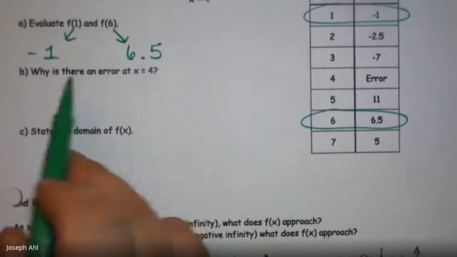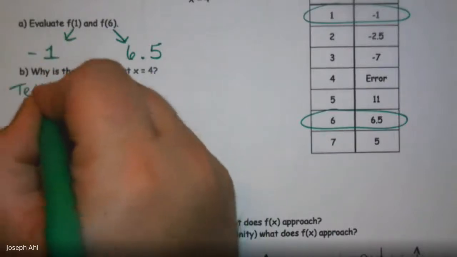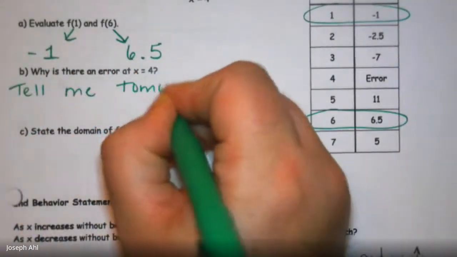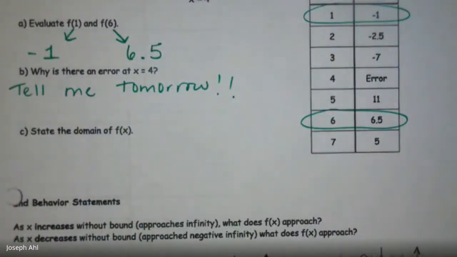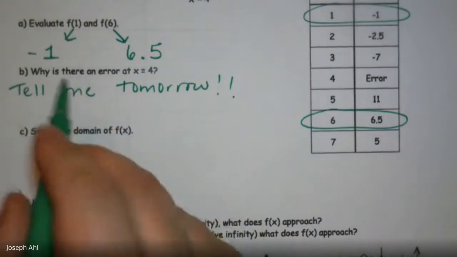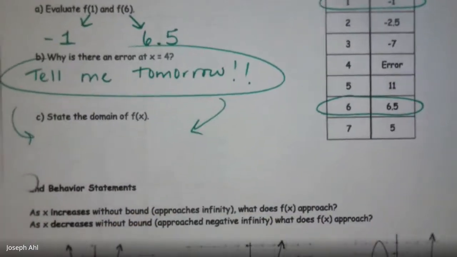And the question becomes, why is there an error at x equals 4? Tell me tomorrow in class. I want you to think about that, because that's actually a really important part of identifying domains. And here, 4 is not in the domain of this function. There's an error on the table. Okay. And then state the domain of f of x. Let's talk about that tomorrow too. Okay, I like this question. It's a little bit unique. But let's go through parts B and C tomorrow in class.